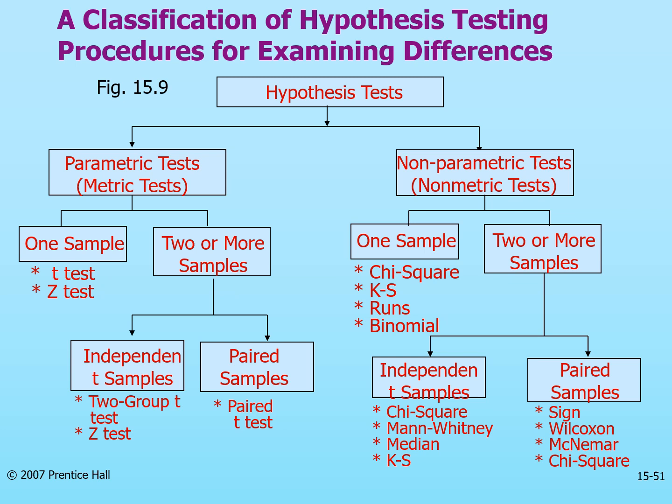Now, this is one of the very important graphs. I already gave you the copy a few minutes ago through WhatsApp to one of the students, and she will be passing it on to others. A classification of hypothesis testing procedures for examining differences, Figure 15.9. The parametric test, which is also known in some books as a metric test, or the non-parametric test, which is known as the non-metric test.